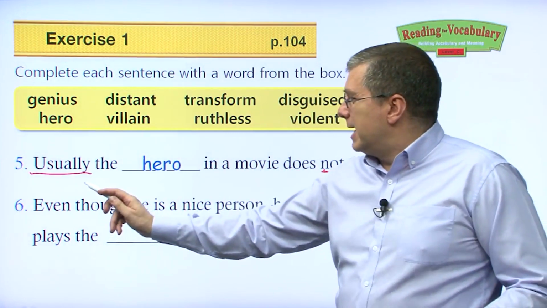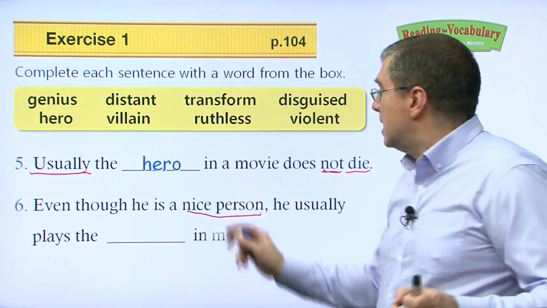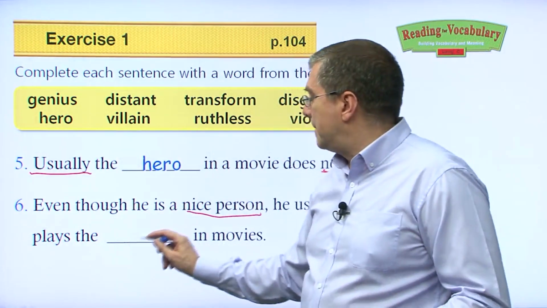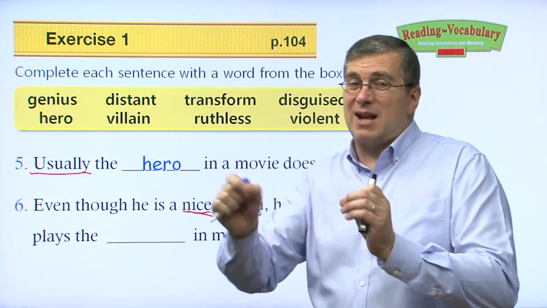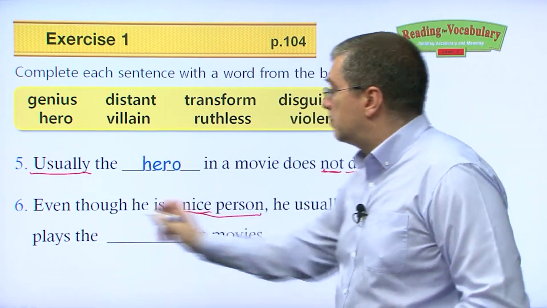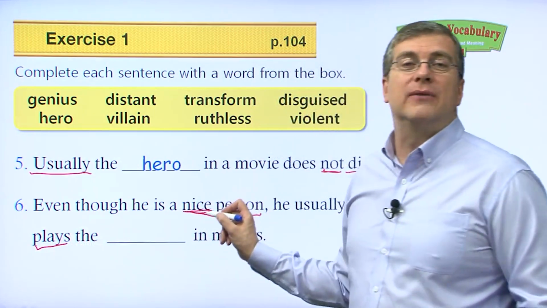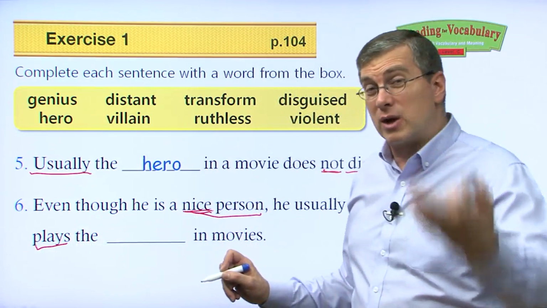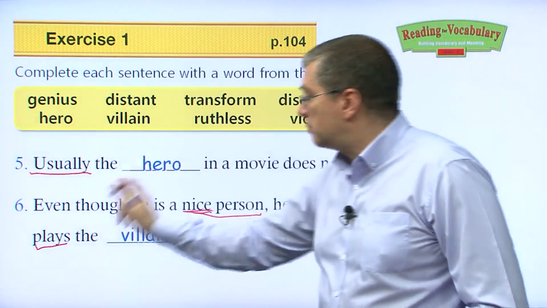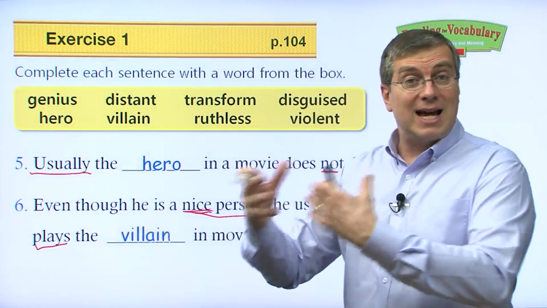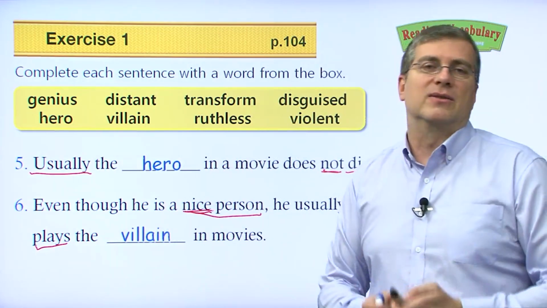Okay, next one. Even though he is a nice person, so even though, despite something unexpected, right? Even though he is a nice person, he usually plays the villain in movies. So he's a nice person, but despite that fact, something unexpected, he usually plays, and that means he acts as what in the movies? So we're looking for something opposite of a nice person. What's the opposite of the nice person or the good guy? The opposite, of course, is the villain, right? Even though he is a nice person, he usually plays the villain in movies. So he's a nice actor, the person is nice, but he plays a bad guy in the movies, right? He plays a villain. That makes sense.